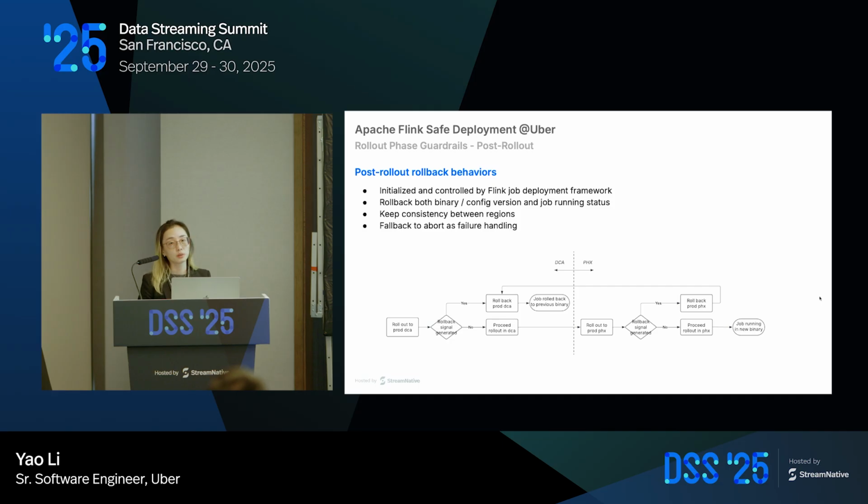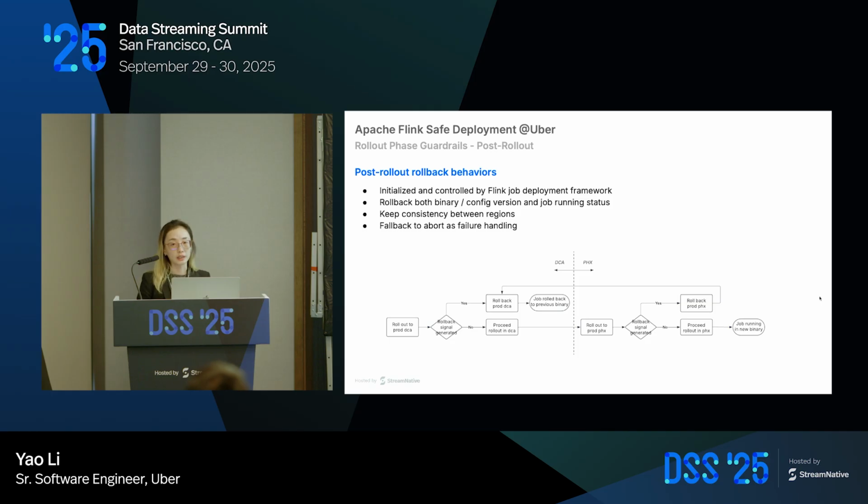There are multiple principles we consider when we define the rollback behavior. The first one: the job binary and config should be treated equally as first-class citizens. The second is that there are two main things we need to guarantee after rollback to the original state. One is the binary config version. The other one is the job running status. And the third one, we need to keep consistency between regions, which means after the rollback, the job binary config version should remain the same in both regions.